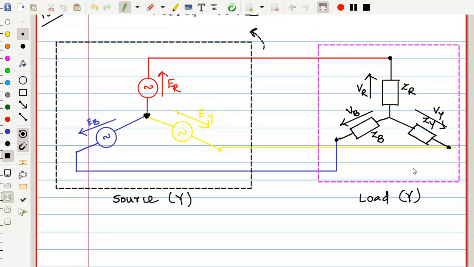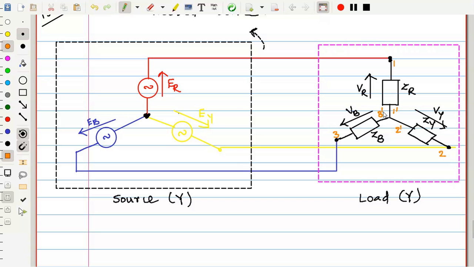And I will try to follow this kind of notation. For the source I will use E letters. The source is inducing the EMF, so the induced EMF I am representing with E. For the load I am representing the voltage as V. So the R phase, this is one of the single phases, looks like this. Let me put it over here. This is 1 dash terminal of the load, which we previously used to say. This is 2 dash of the load. This is 3 dash of the load.